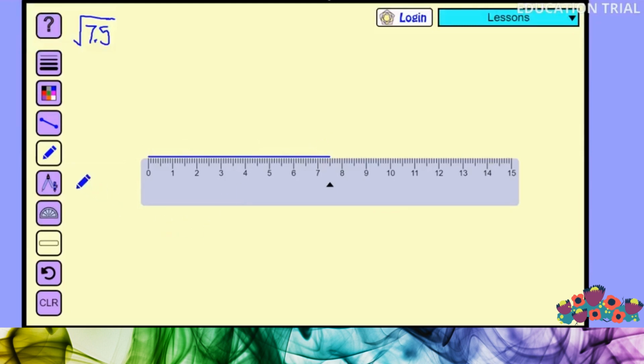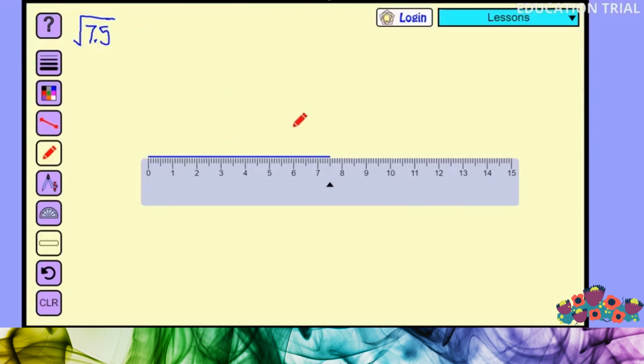Okay. So this is a line segment having length 7.5 centimeter. This is step 1. As step 2, I want to extend this line. I am choosing a different color. I am extending this line 1 unit more.